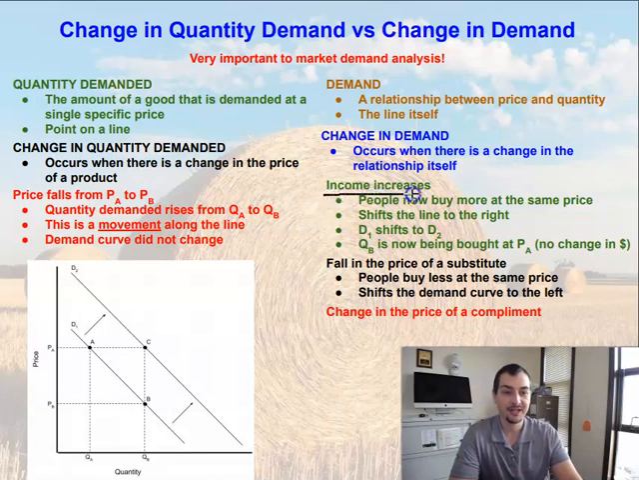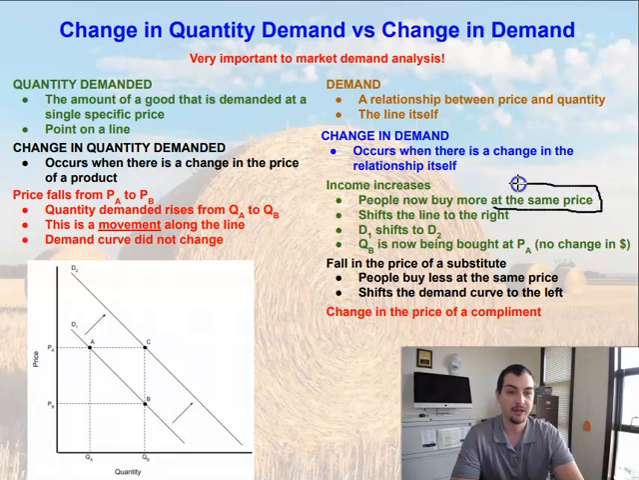So let's say that income increases. And as income increases, now people buy more at the same price. So if you want to ever figure out if this is a change in quantity demanded or a change in demand, find a single specific price. If there is a change in the quantity at the same price, it is a shift in the demand. It is a change in the demand.